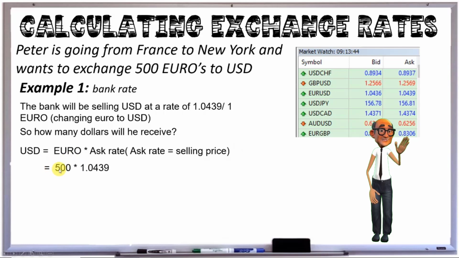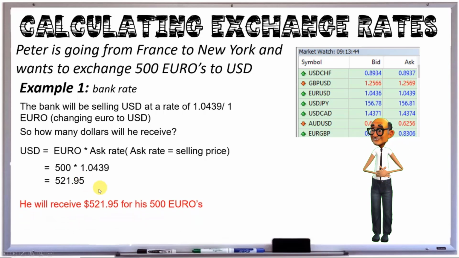If you are selling it, you'll see in the next video. So 500 euros is going to give him 500 times the exchange rate at which they are selling the euros. So he'll be getting $521.95 for his euros. Guys, if you multiply this out, you'll be getting a lot more decimals, but because it's currency, it's money, we will only go up to the second decimal. Right, so here it is. He will receive $521.95 for his 500 euros.